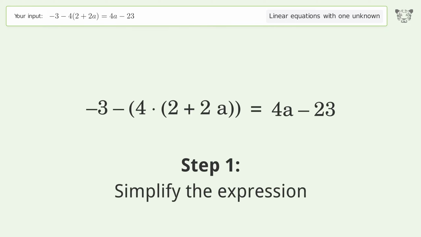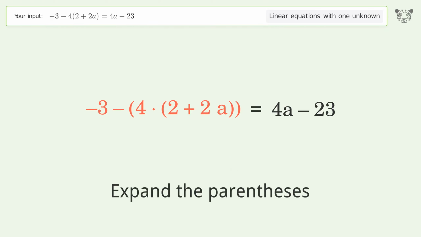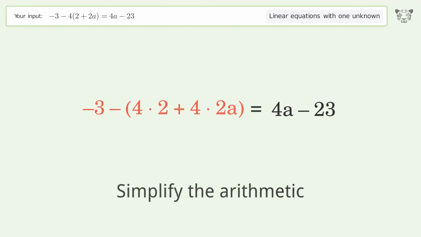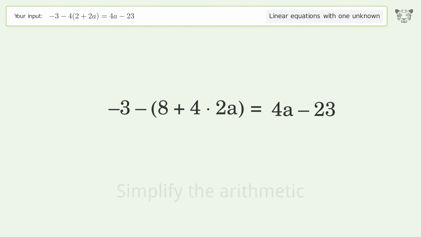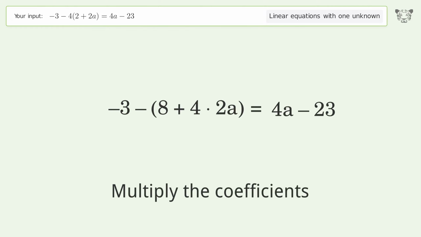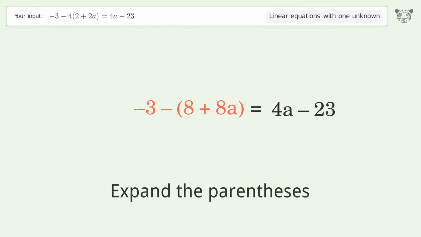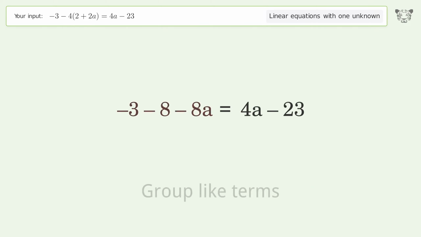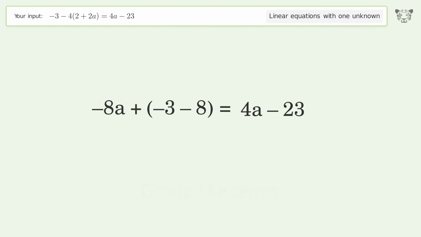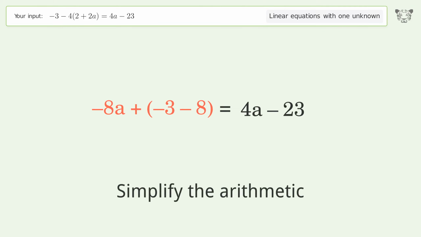Simplify the expression. Expand the parentheses. Simplify the arithmetic. Multiply the coefficients. Expand the parentheses. Group like terms. Simplify the arithmetic.